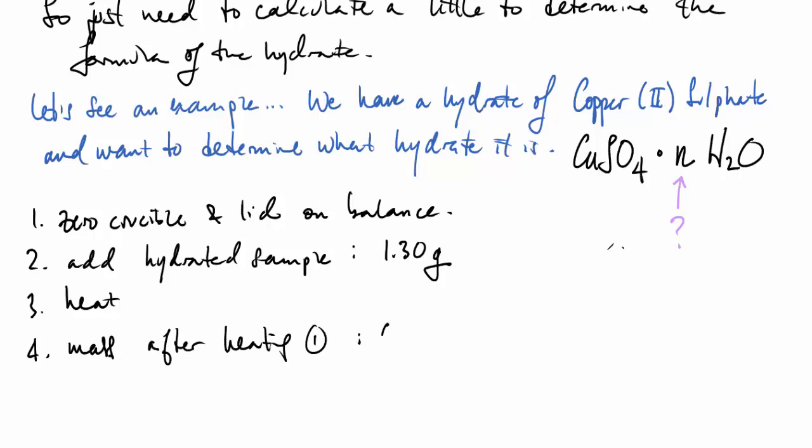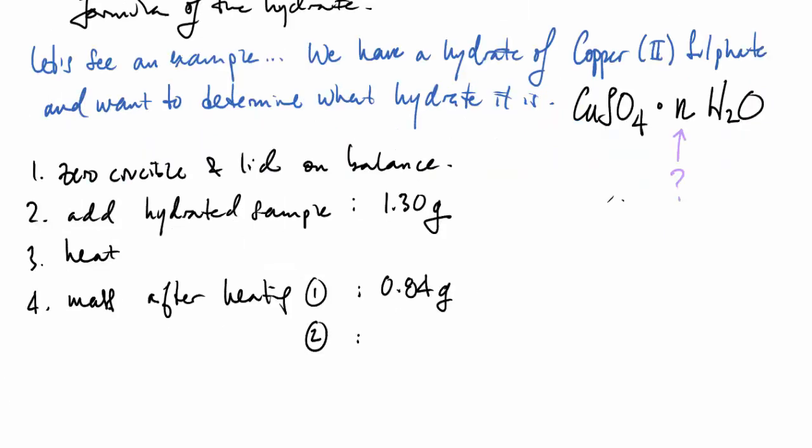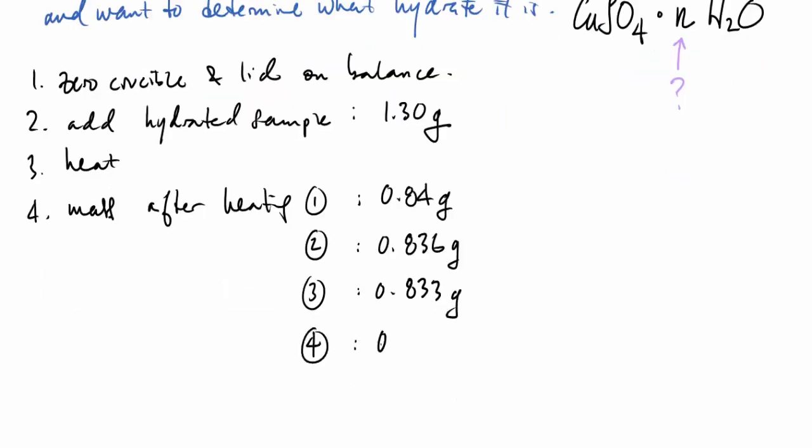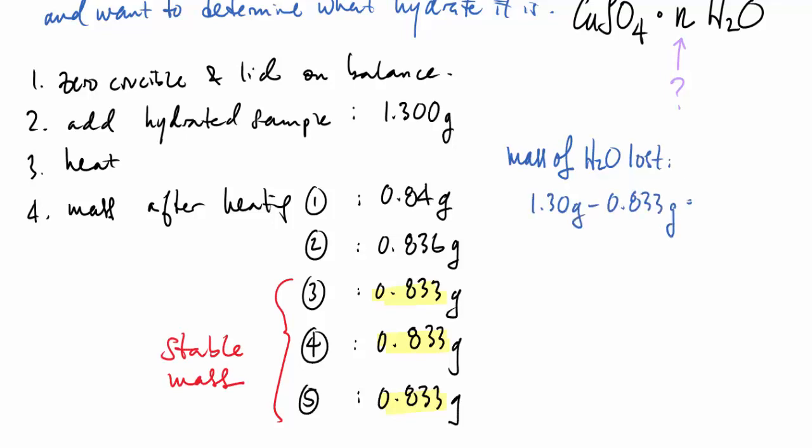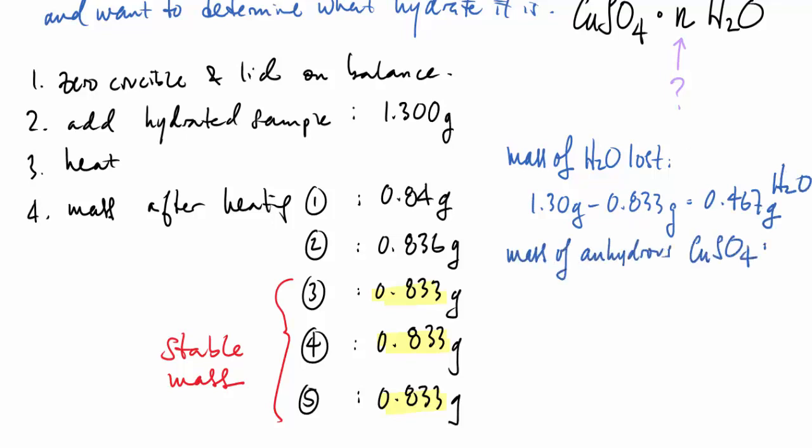Heat it, mass it after heating. We find we have just 0.84 grams. Some water's been lost. Heat it a few more times, mass it every time, and we got down to 0.833 grams. That number's come up a couple times, maybe 3 times actually. We say, oh yes, the mass is now stable. So the water lost was the original mass minus the final one, which makes 0.467 grams. And the mass of the anhydrous compound is obviously just 0.833 grams. It's left at the end.